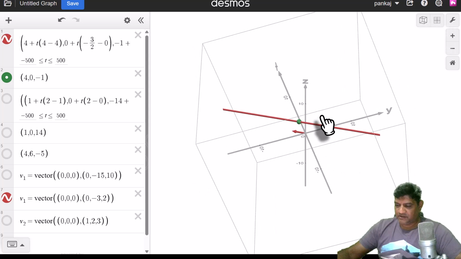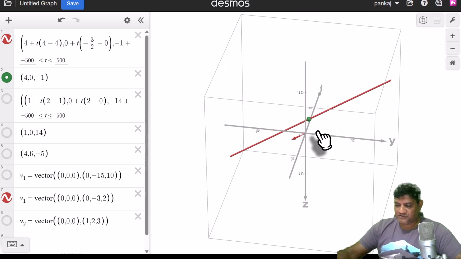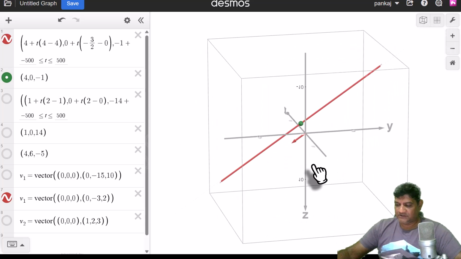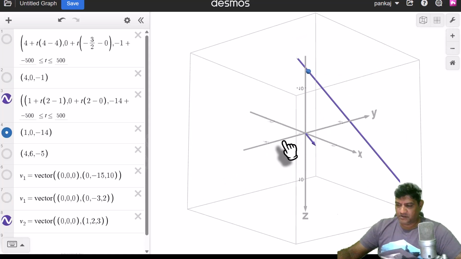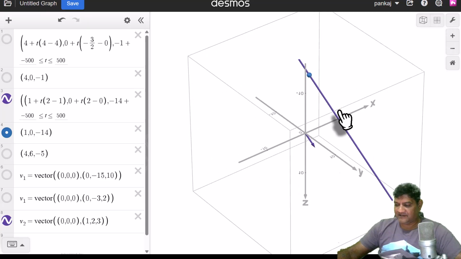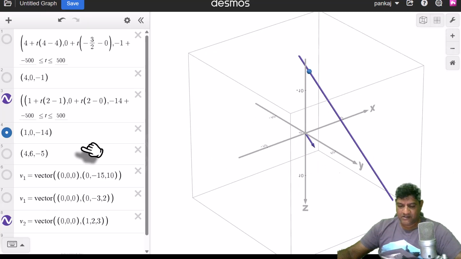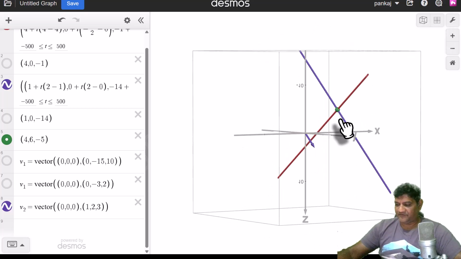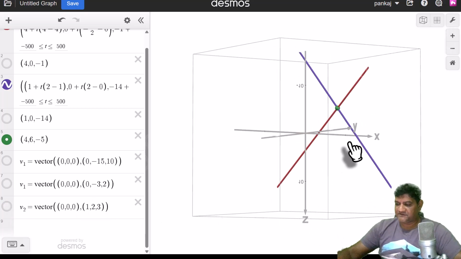So this is your line 1, and it is passing through a particular point here, right? And that point is nothing but (4, 0, -1). And it has a parallel vector, or the direction vector, which is that. This is your second line, and it's passing through the point (1, 0, -14), which is that, and its parallel vector is that. So these two lines are intersecting at this particular point, and that point is (4, 6, -5). So the intention of this question is to identify this particular point.